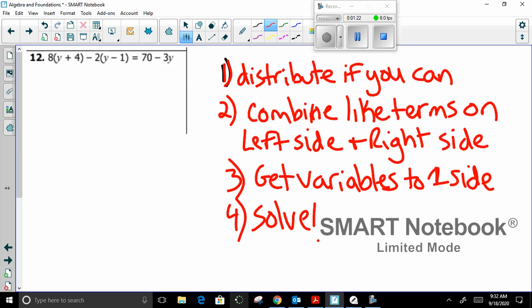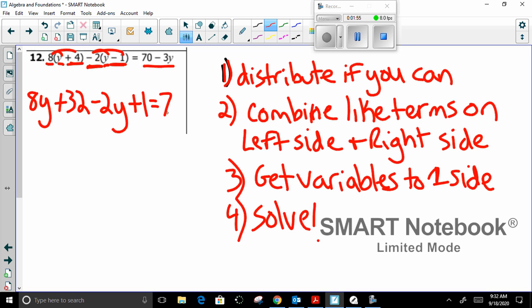All right, so if we look at our problem that we have here, it looks like I do have things to distribute. So I'm going to distribute the 8, and then be very careful. What kind of 2 is that I need to distribute? It is a negative 2. When I distribute, I multiply. So 8 times y is 8y. 8 times positive 4 is positive 32. Negative 2 times y is negative 2y. Negative 2 times, that is a negative 1, would be a positive 1. And just leave that right-hand side for right now.